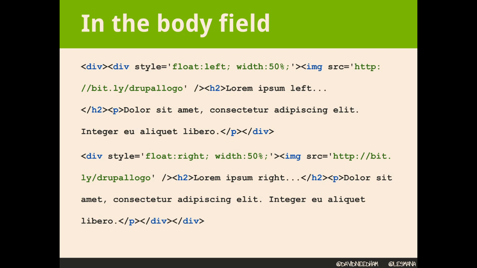But the problem is this is a blob. There are lots of problems with blobs, but basically this is a lot of stuff all in the body field. This is an image, and there's code, there's styles. It's a big blob. And we're using blob for a specific reason.